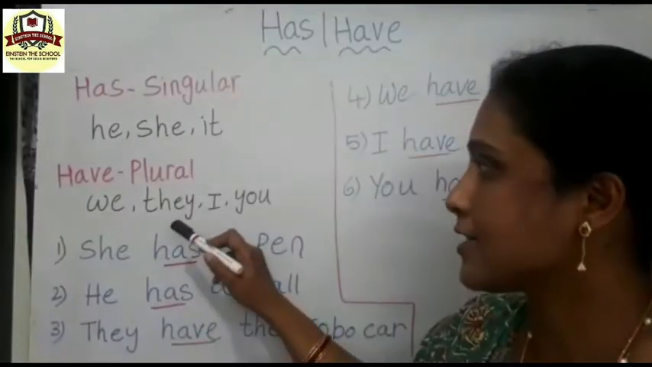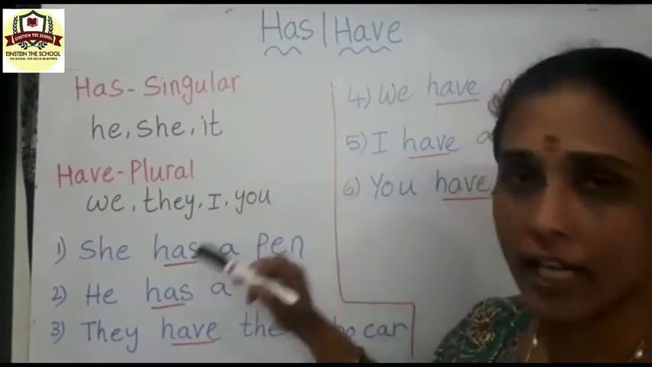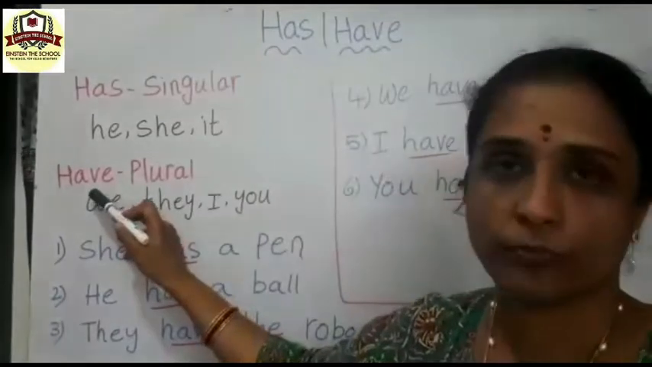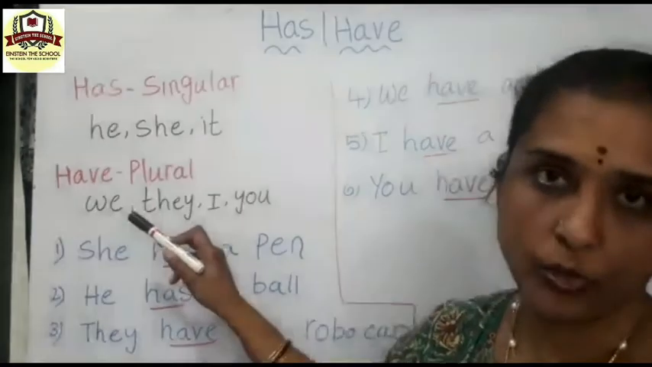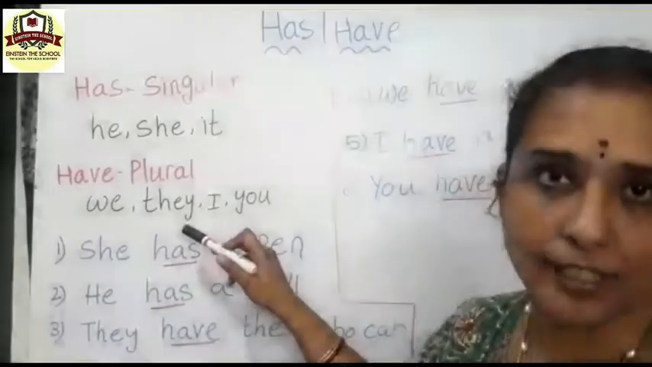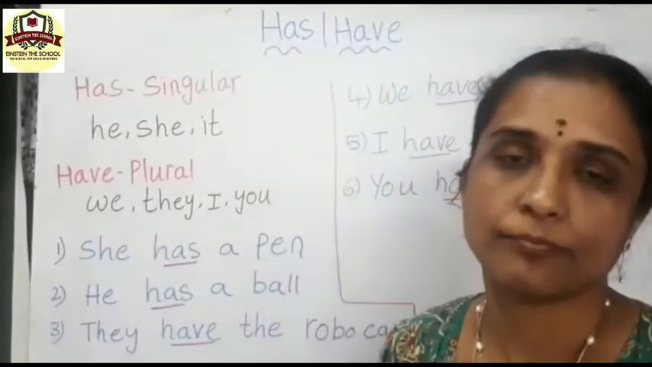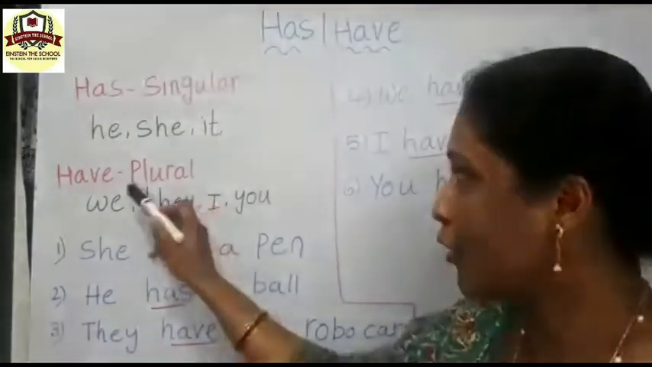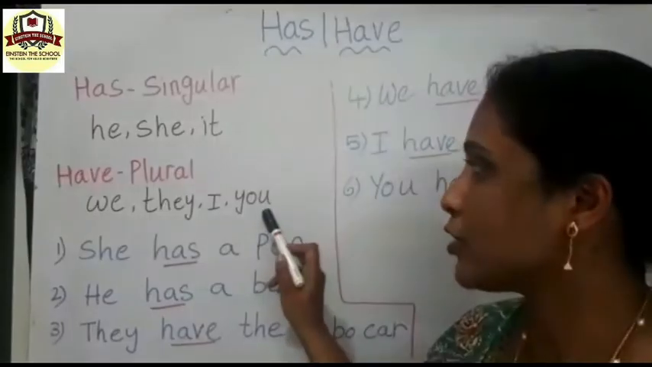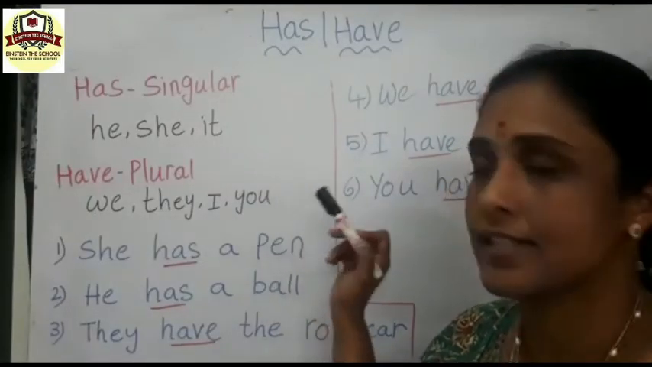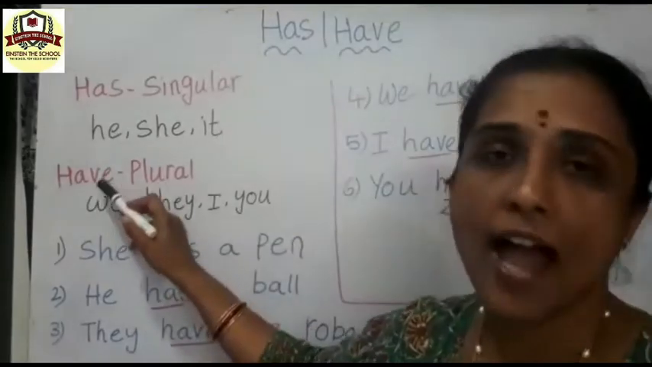And when you see in a sentence we, they, I, you, then we should use have. Here we means two. They means two or many. Whereas here I and you, even though they are singular, we have to use only have children. I and you are exceptions. So if you see I and you in a sentence, then we should use only have.